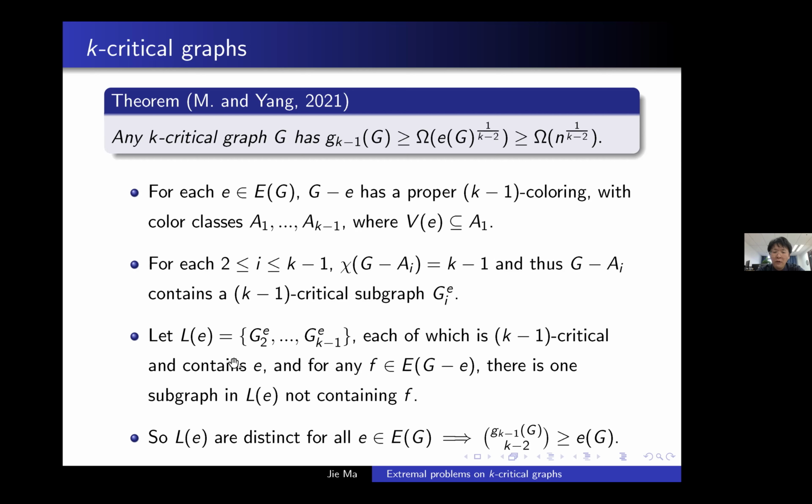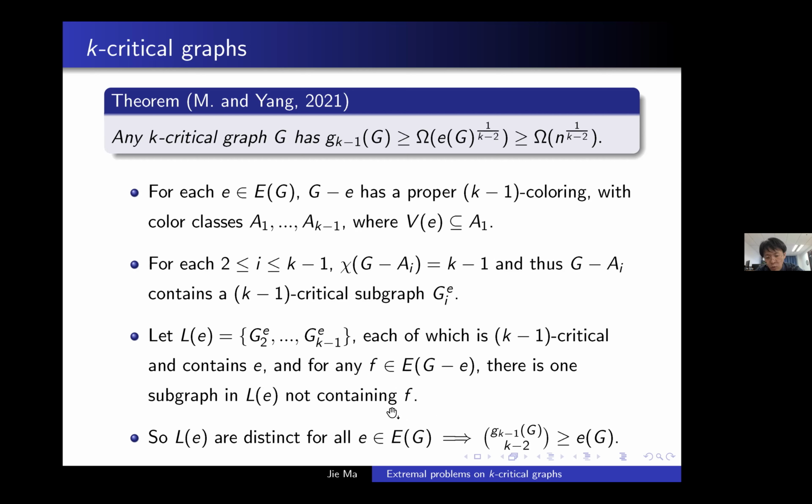Then we put all those graphs in a list. This is called L_E, G_2 to G_{k-1}. What we know for those graphs is that each of them is k-1 critical. Each of them contains the edge E for sure. And moreover, for any edge other than E, there is one graph in the list not containing F.